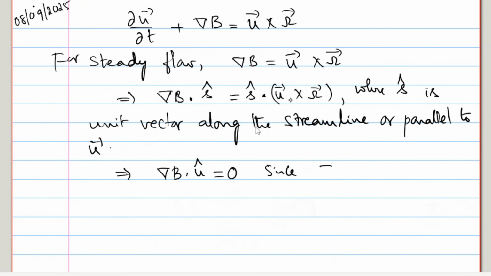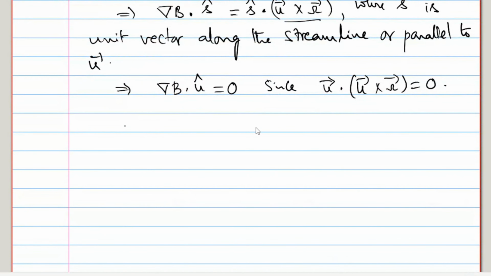It's always true, no? Yes, sir. u bar dot (u bar cross omega). So this cross product is always perpendicular to both u and omega, so when you make a dot product, that is going to be 0, since u bar dot (u bar cross omega) is 0.